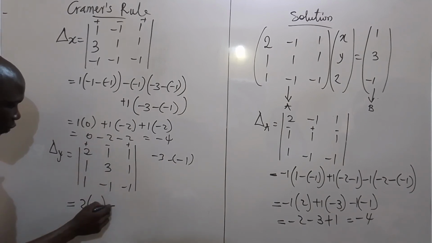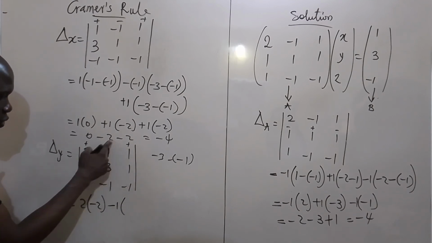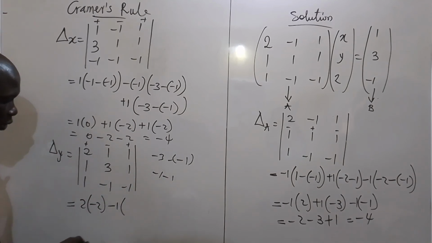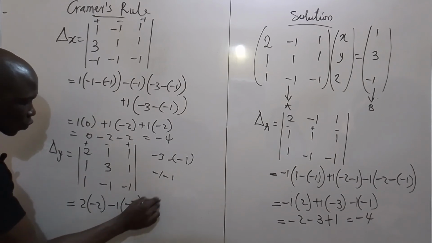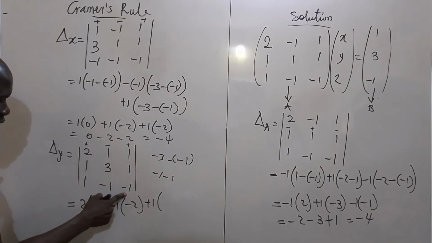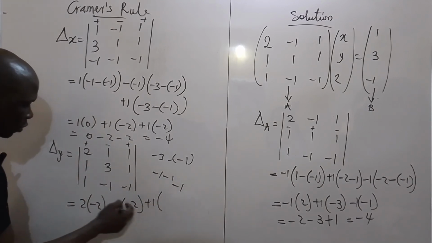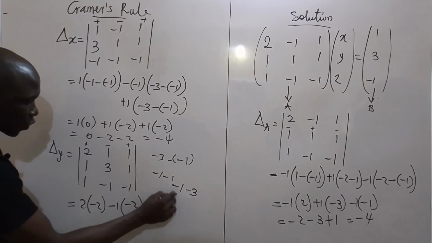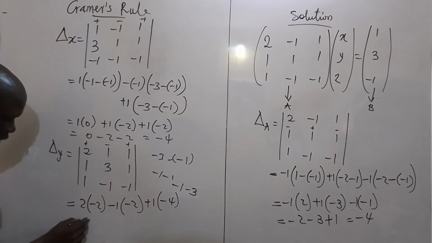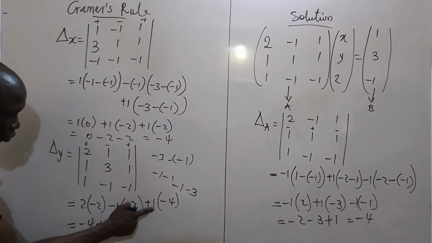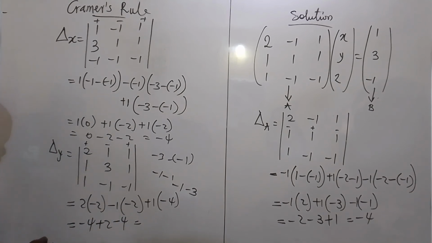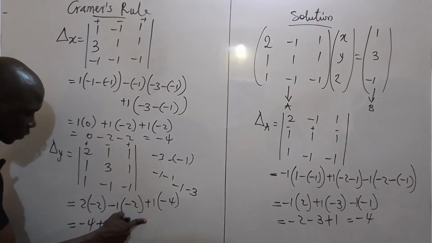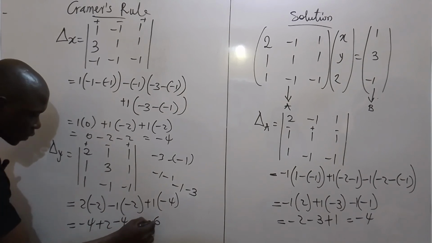Then minus 1 bracket. Delete the row and the column. 1 times minus 1 is minus 1. 1 times 1 is 1. So minus 1 minus 1, that's minus 2. Then plus 1 for this. We delete that. 1 times minus 1 is minus 1. 1 times 3 is 3. So that's minus 4 together. So if we simplify this, minus 4 plus 2 minus 4. Okay. So minus 4 is minus 8. Minus 8 plus 2 is minus 6.